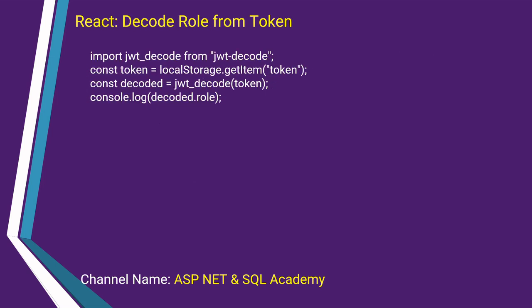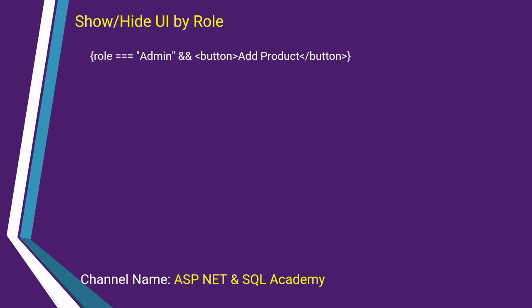In React, we can decode the token using the jwt-decode library to check the user's role. This helps us decide what UI elements to show. For example, if the role is admin, show an add product button. If the user is just a regular user, hide that option.